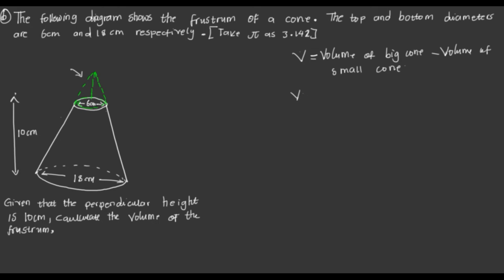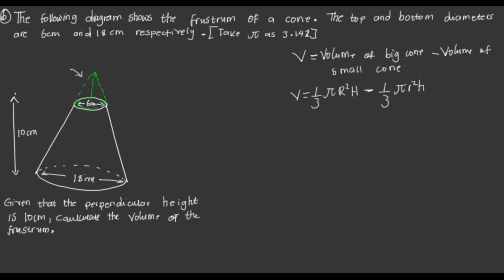So volume of big cone, the formula is 1 over 3 pi R squared H, minus then the volume of small cone, 1 over 3 pi, this time our radius and our height will be written using small letters. So if you want, we can factorize 1 over 3 and the pi, since they are common in two formulas. Now let's see if we have any missing.